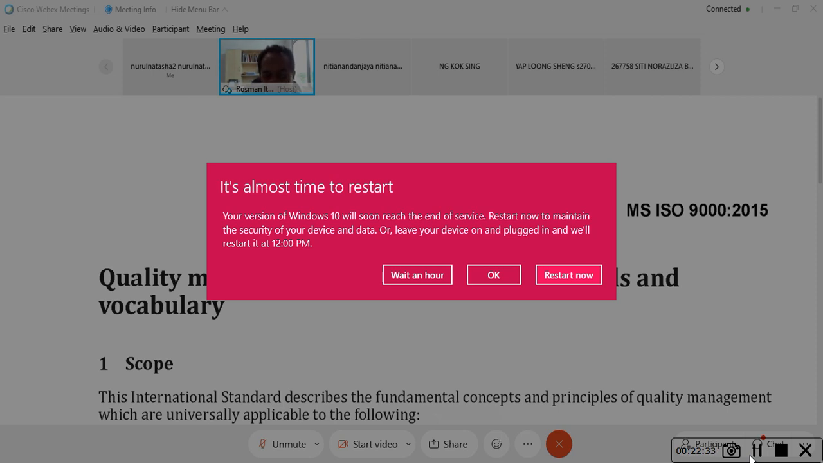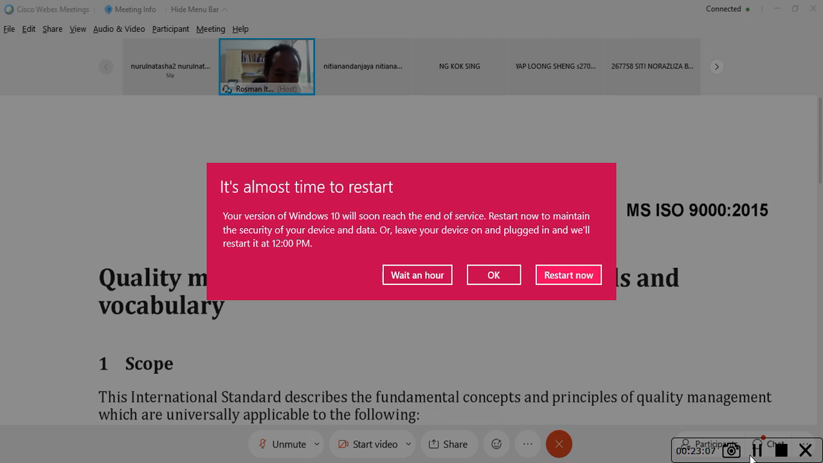You see? This standard is complementary and is to be used with ISO 9001. So we can refer to ISO 9000 in order to understand the requirements of ISO 9001. ISO 9001 is the requirement that we use for certification, but ISO 9000 is not for certification.